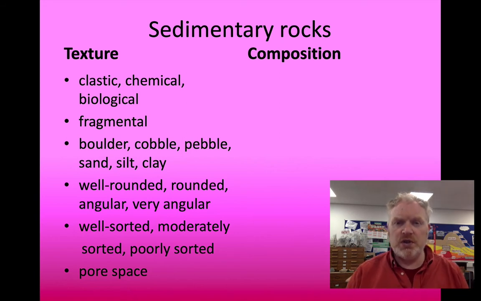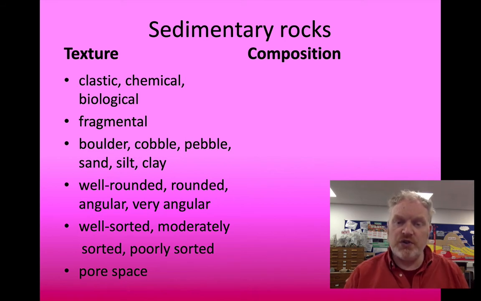We can also use terms to describe these clasts. We could describe them as being well-rounded, if all the corners have been knocked off, or rounded, which will have most of the corners knocked off. If they haven't had corners knocked off very much, then they're angular, or if they're really sharp edges, it will be a very angular deposit.